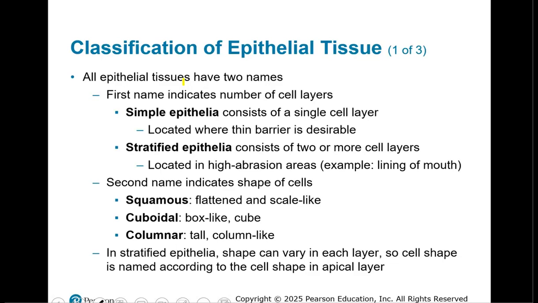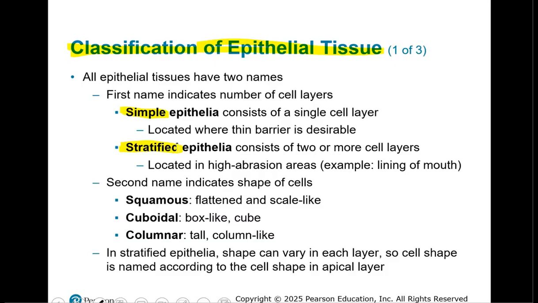Now, the way that epithelial tissue is classified, so this is on the classification of epithelial tissue. The way it's classified is, first of all, based on how many cell layers. So if it's simple epithelial tissue, then it has just one single layer of cells. But if it's stratified, then it has more than one layer of cells. The lining of the mouth, for example, the epidermis of the skin, that is stratified epithelial tissue.